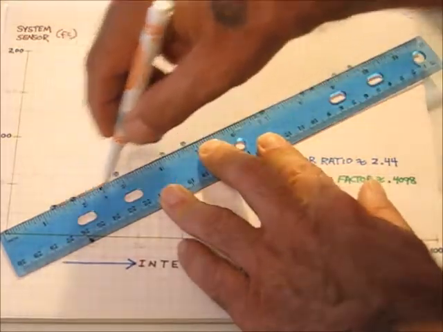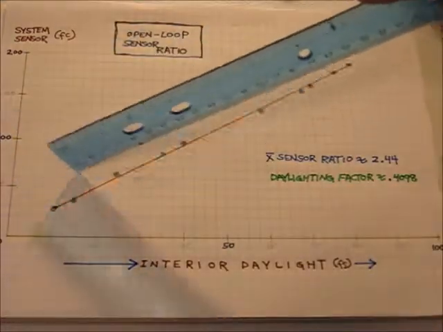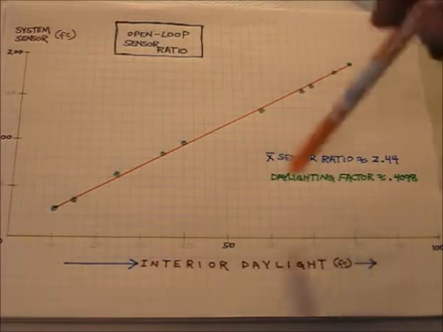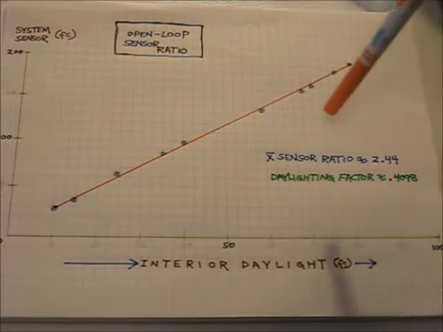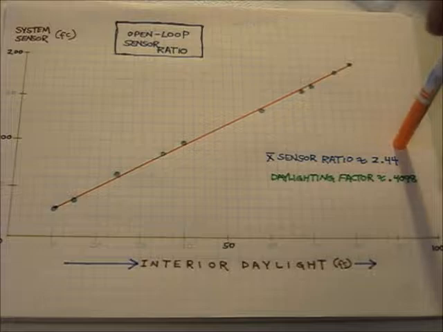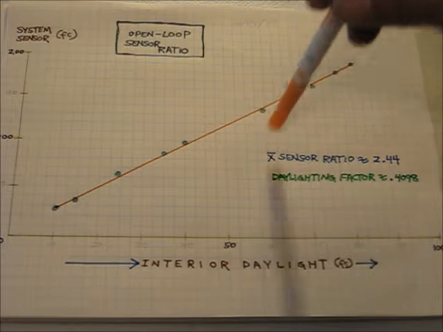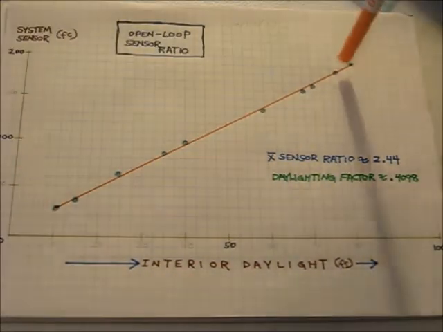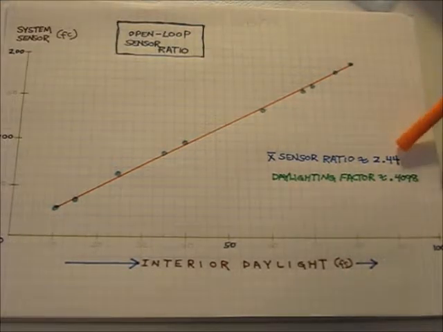Now in real life, and we'll draw from endpoint to endpoint, you can see that all of these readings pretty much line up along this line. So when we pick a sensor ratio, when we determine it empirically, you've got to measure this stuff. We get 2.44 as the average sensor ratio, and that's yielded by adding up all these ratio points and then dividing by the number of ratio points, and it gives you an average.